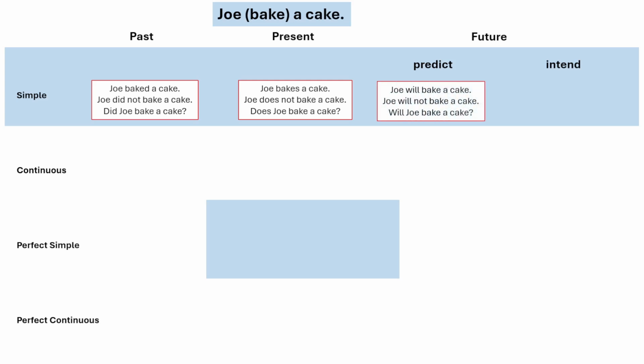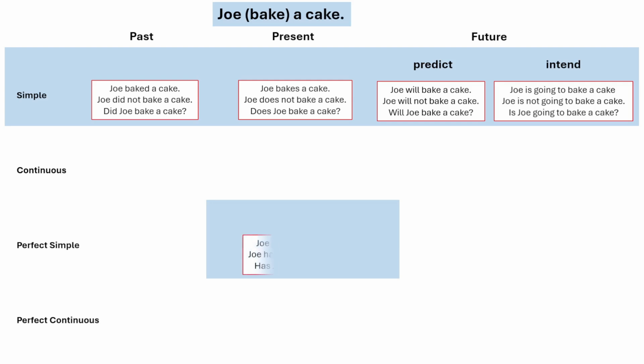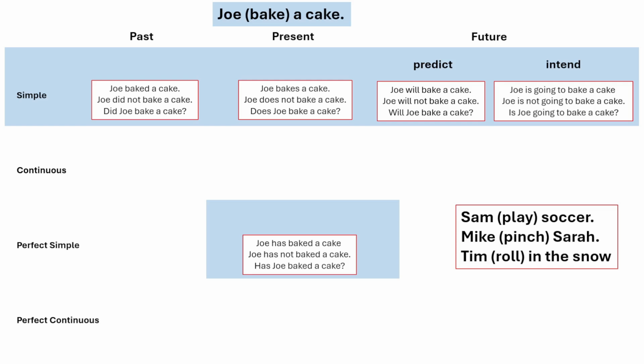If we're predicting what he might do, Joe will bake a cake, Joe will not bake a cake, and will Joe bake a cake? And if we know what his intention is, Joe's going to bake a cake, he's not going to bake a cake, and is he going to bake a cake? And in the present perfect, we're combining the d with has to communicate that the time is not finished, but the action of baking that cake is over. Joe has baked a cake, Joe has not baked a cake, and has Joe baked a cake? Here's three for you to try.